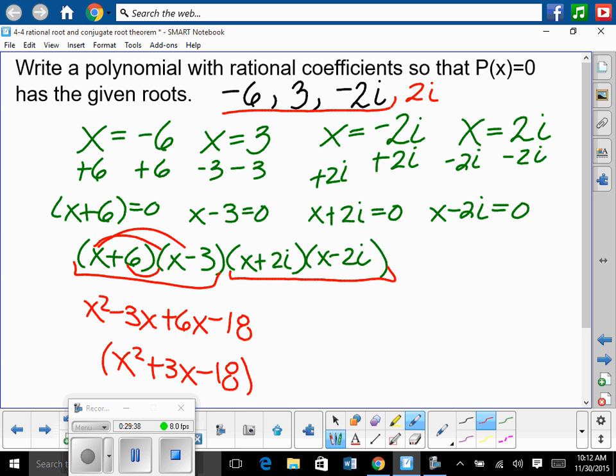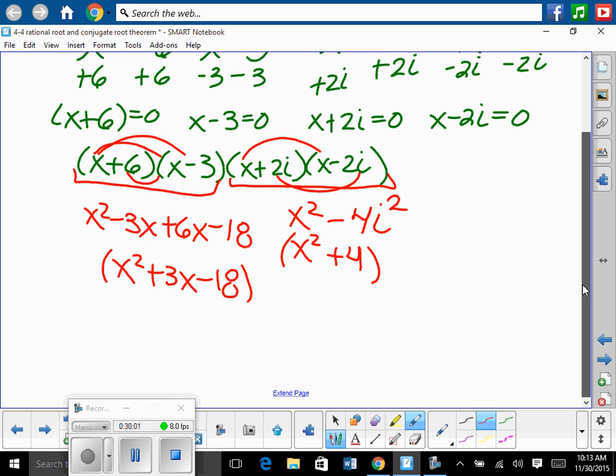Okay, so guys, this part, I'm only going to multiply the front terms, x squared, and the back terms, because the middle terms cancel out. So minus 4i squared. What do we know about i squared? It's equal to negative 1. So we have x squared, and then negative 4 times negative 1 is positive 4. Almost done. Then we're going to multiply those two together: x squared plus 3x minus 18 times x squared plus 4, and then we would distribute.